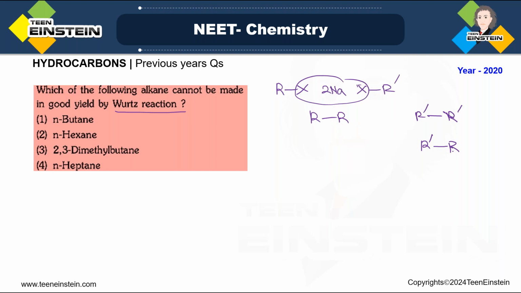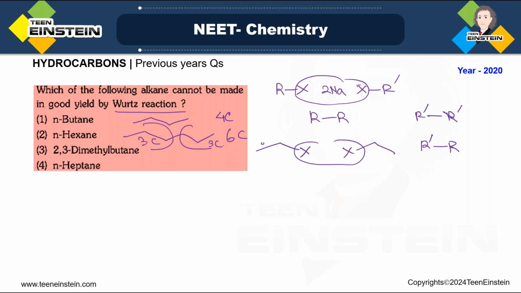Here, for this question, "cannot be made in good yield" means you can get it in a very small amount, but you will never get a good yield. Which alkane? In Wurtz reaction, as you can see, C-C bonds are prepared. That means we are getting butane. Now when it is n-butane, it is 4 carbon, so you can start from this type of alkyl halide. When this is removed, and this is symmetrical, n-hexane. So this is also symmetrical, from a 3 carbon fragment and another 3 carbon fragment.